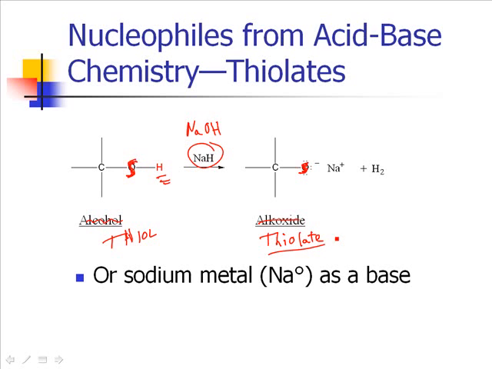So by reacting with sodium hydroxide, we can make a molecule of water and the thiolate molecule. With sodium hydride, we can make hydrogen gas, H2, and our thiolate. We can also use sodium metal, but both sodium hydride and sodium metal are overkill because the pKa of a thiol is right around about 9. So it's actually fairly acidic, and we don't need to use very strong bases to pull off the proton.